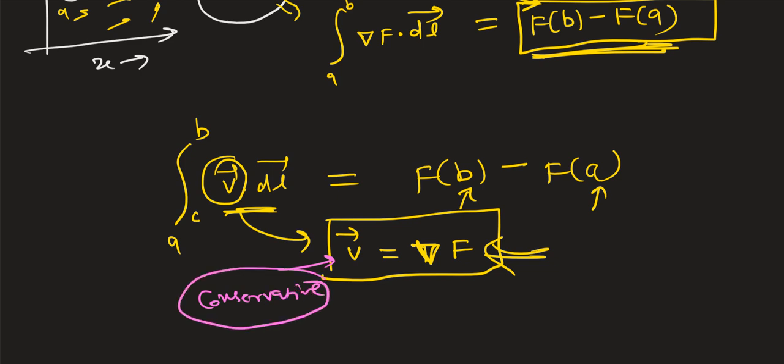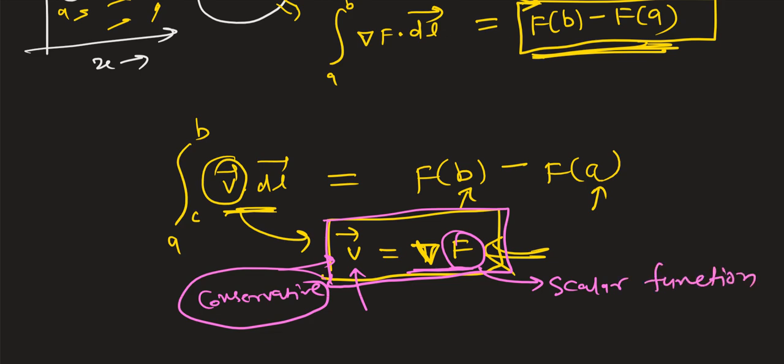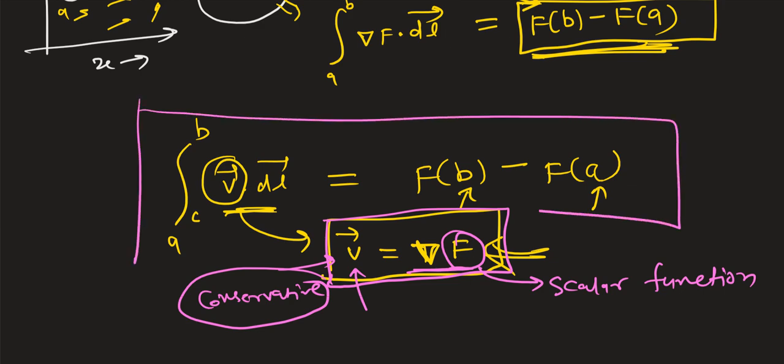If I can write any vector as the gradient of any other scalar function, this f is a scalar function, remember what we discussed in the lecture on the gradient, then I can write the line integral in this manner. That means the line integral does not depend on the path, because you are calculating the line integral just from the endpoints.